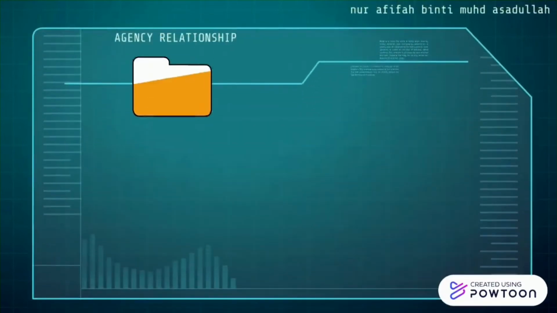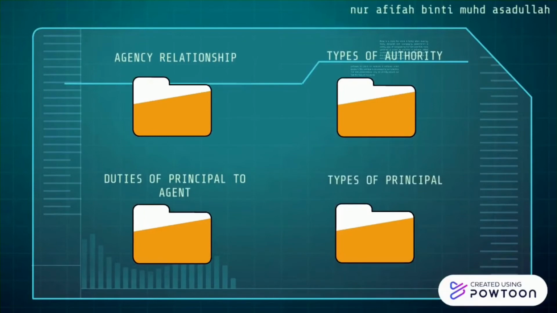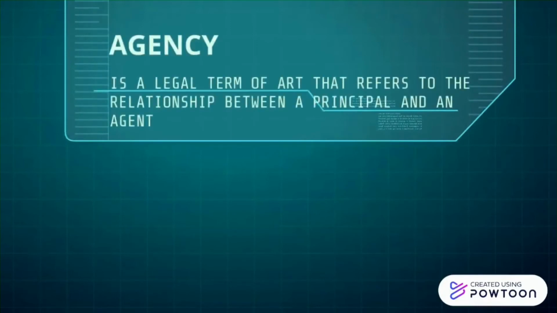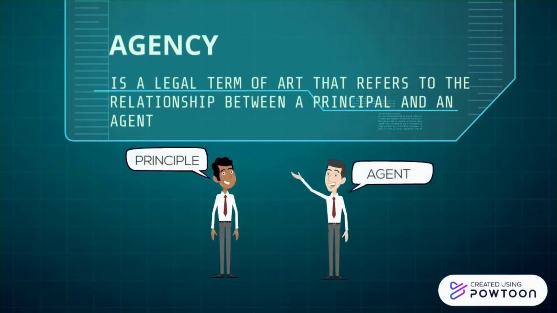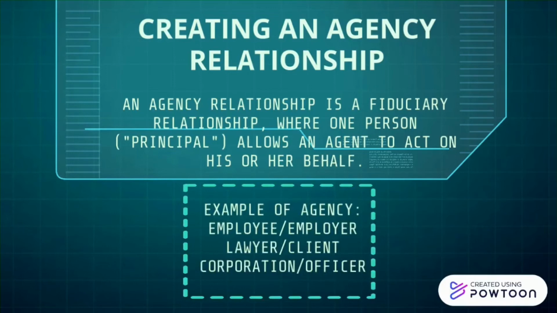Fourth subtopic, which is agency relationship, types of authority, duties of principal to agent, and types of principal. Agency. Agency is a legal term of art that refers to the relationship between a principal and an agent. Creating an agency relationship. An agency relationship is a fiduciary relationship where one person, the principal, allows an agent to act on his or her behalf. Examples of agency: employee and employer, lawyer and client, corporation and officer.